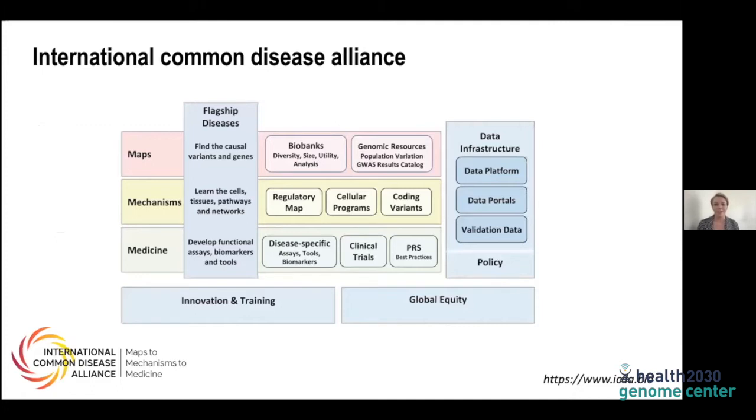So just as a quick mention of something that you may have heard of, this is a big international initiative to bring together people doing the GWAS mapping type of things, functional analysis, medical applications, and then the different data infrastructure, innovation, training, and global equity components of the scientific enterprise to really push forward analysis of complex disease genetics. So this is something to keep an eye on in the future. ICDA is now organizing itself to get in full speed.